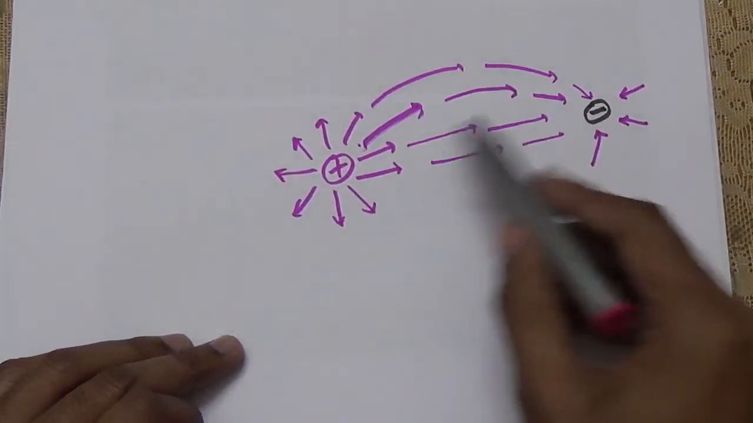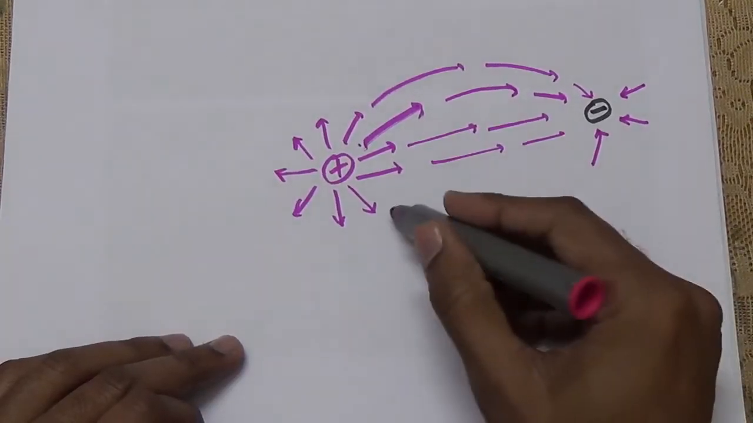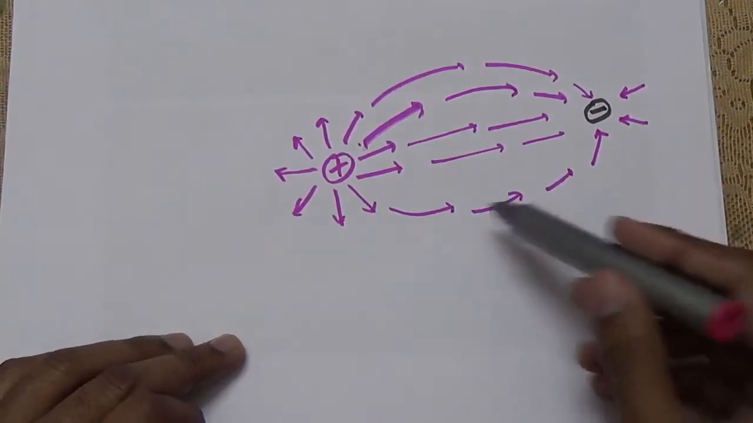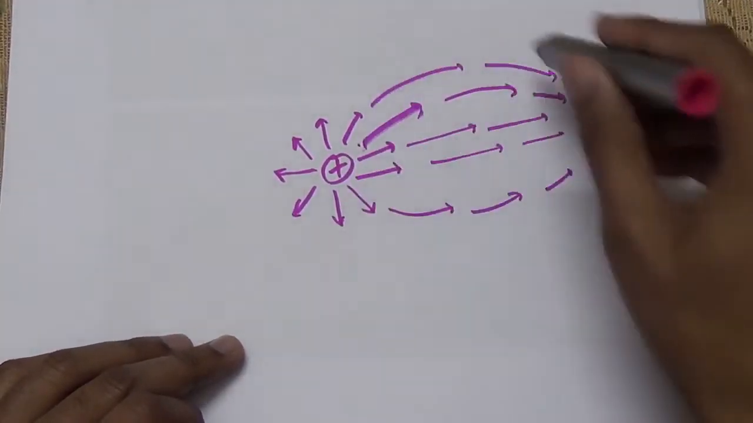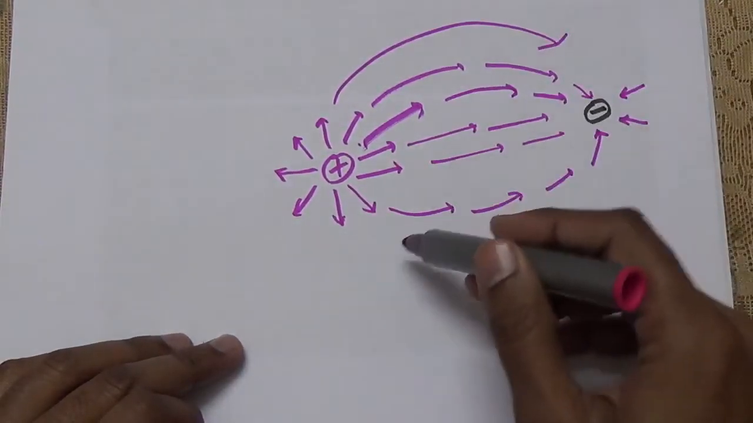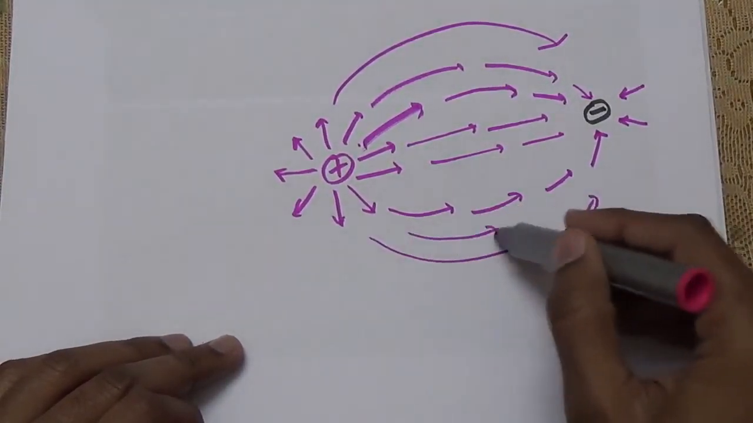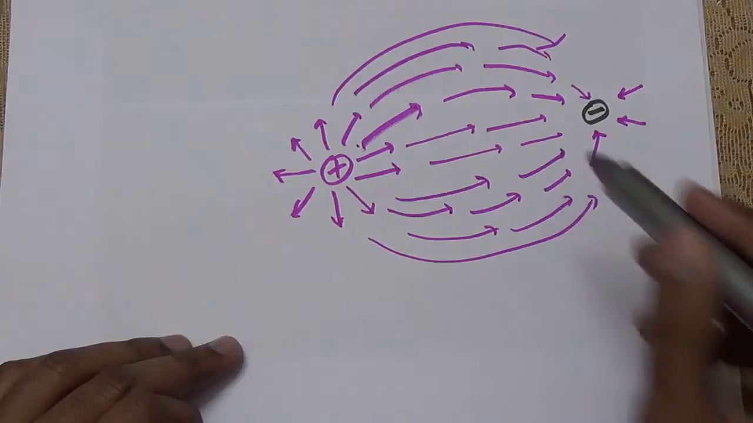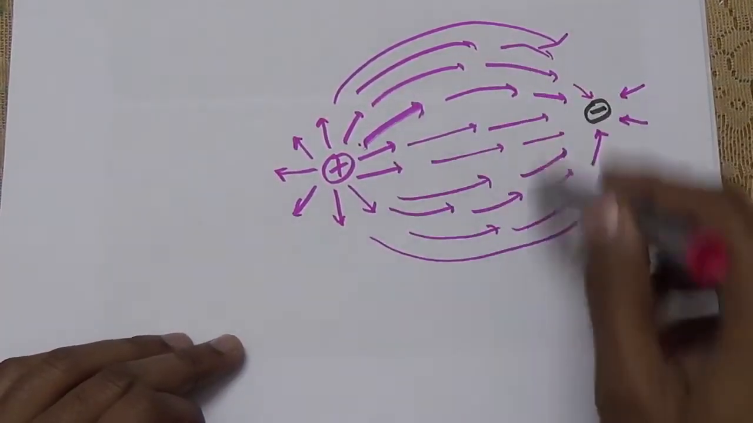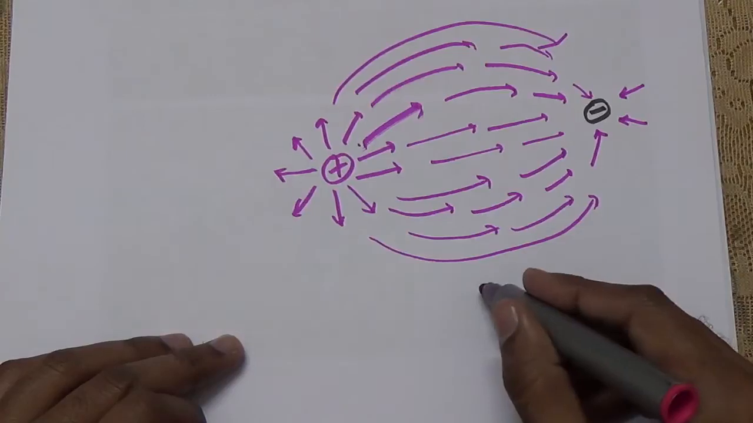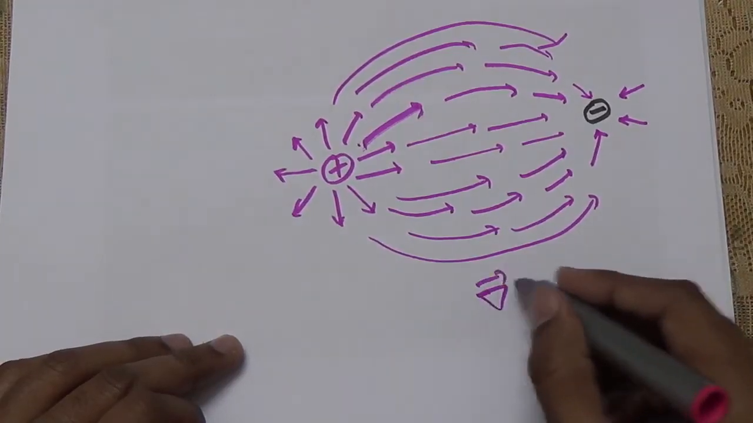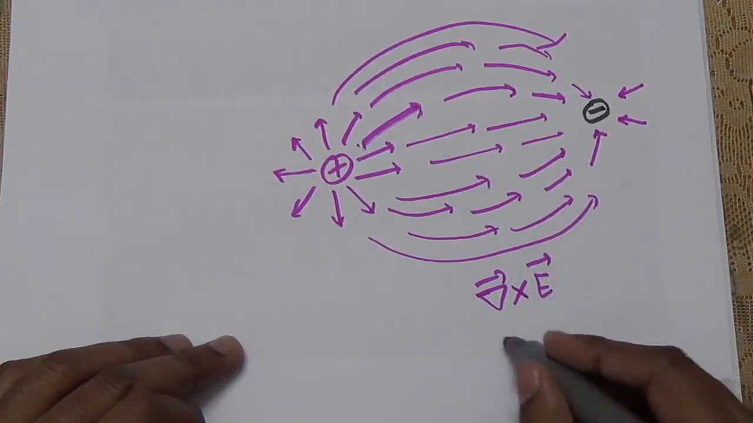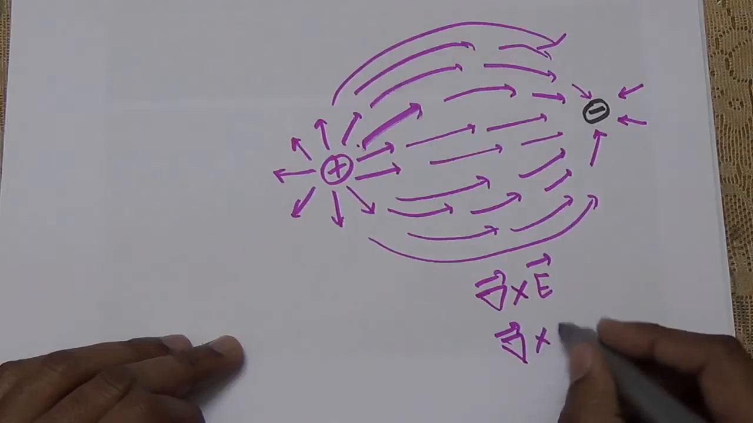So now how to measure this curl? Curvature is not the right word, but how to measure this curl? This is basically curl. These are the electric field lines and these are similar to a curl like this one. So how to measure this? For that purpose we use the curl operator. In case of electric field we will write E, in case of magnetic field we will write B.